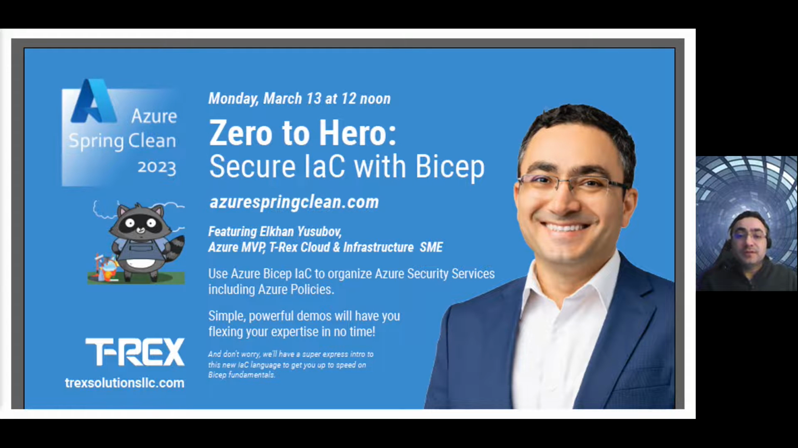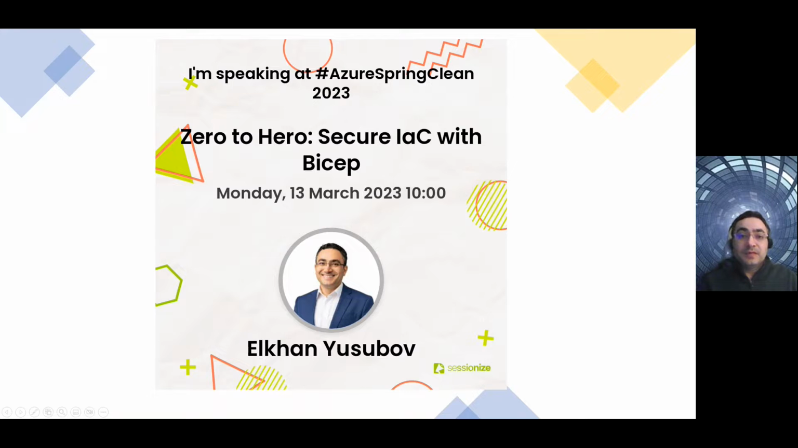All right, let's look at today's securing your infrastructure with Azure Bicep session now. In the spirit of Azure Spring Clean, we will explore how you can organize Azure Security Services using the infrastructure as a code approach with the Azure Bicep. We will look into how you could declaratively define and deploy your Azure security resources, including Azure policies, definitions, and initiatives to tackle some of the real-world problems that you may face.